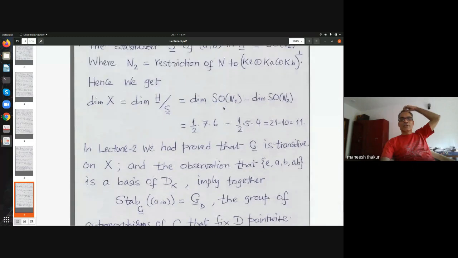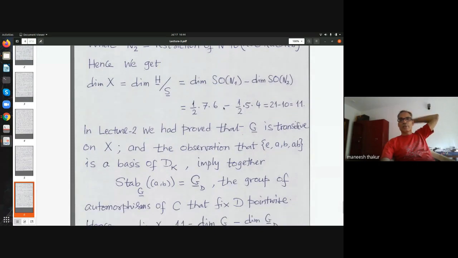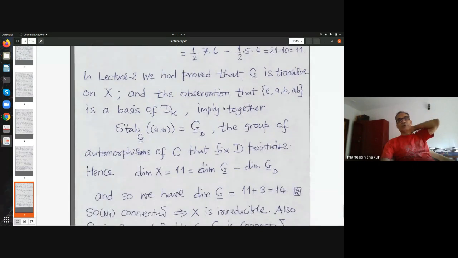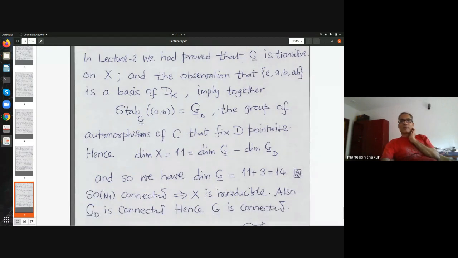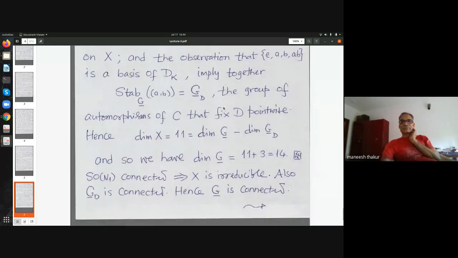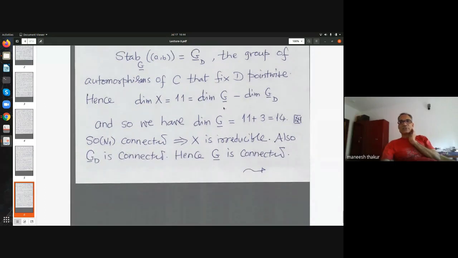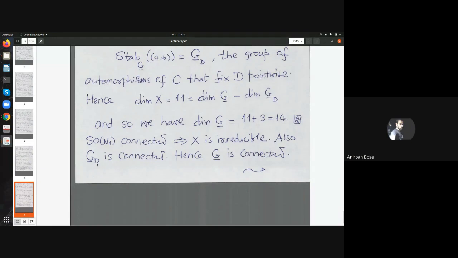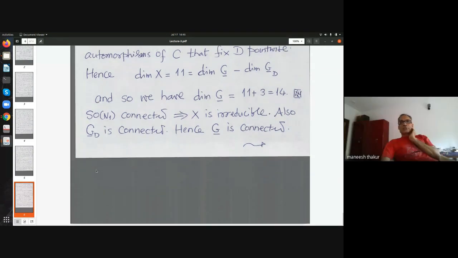That is using some algebraic group theory. You have the quotient connected, and you want to conclude the top group is connected from there. Yes, that's all. You must have studied those theorems.